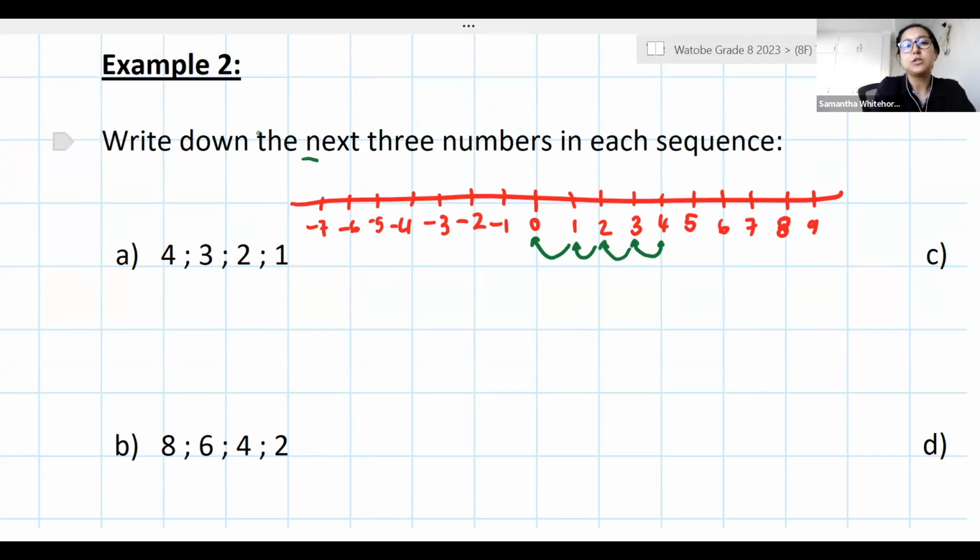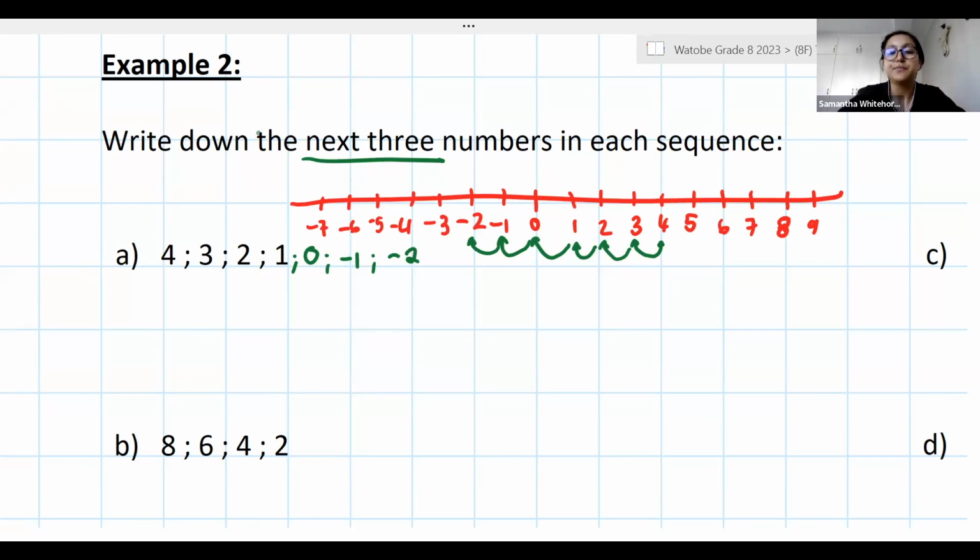And so if I now want to write the next 3 numbers, when I subtract 1 from 1, I get 0. When I subtract 1 from 0, I get -1. And when I subtract 1 from -1, I get -2. So because I'm working with integers, I'm able to go into these negative values or these negative numbers. And we just need to try and figure out what the pattern is.